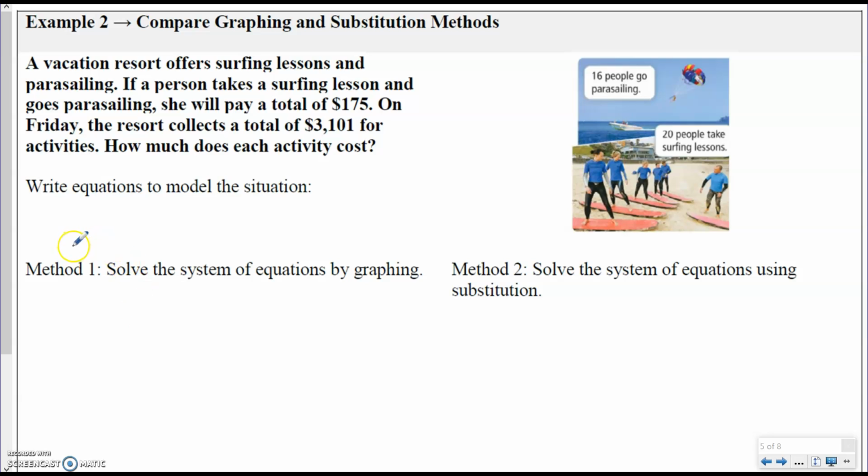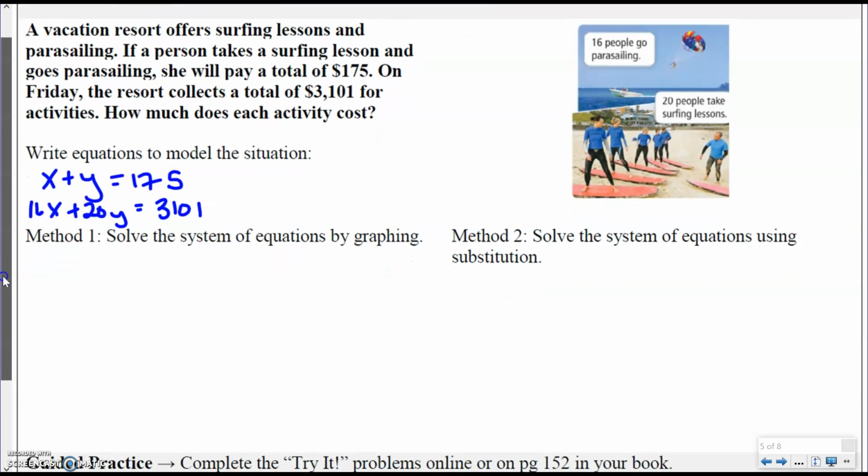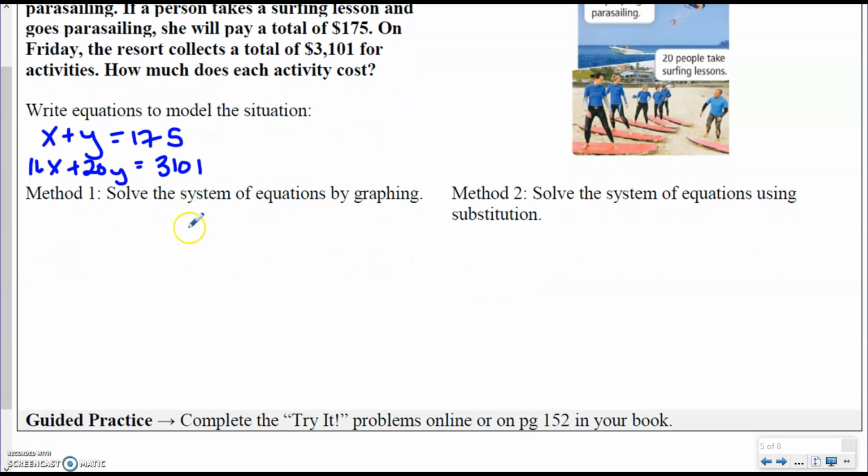Well, if one person does this, they do one of each, that's $175 total. They had 16 people go parasailing and 20 people go take surfing lessons for a total of $3,101. To model this system by graphing, you can jump over to Desmos again, and I'm going to come back to that. We're going to focus on substitution here.